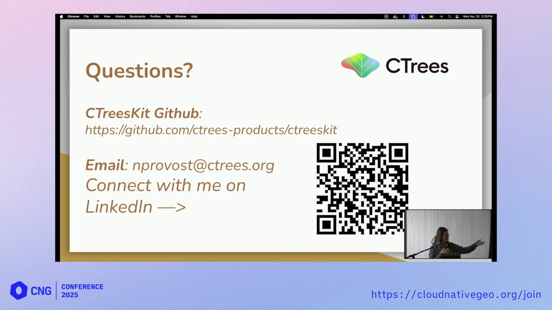Feel free to connect to me on LinkedIn, especially if you're looking to build out a foundation model. This is the GitHub repository for C-Trees Kit. It's functional. If you're interested in moving from GeoTIFFs to Zarr, reach out to EarthMover. You can also use this repository as an example of how to get there. Any questions?